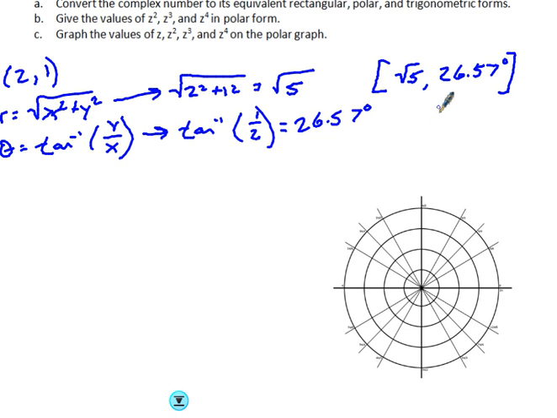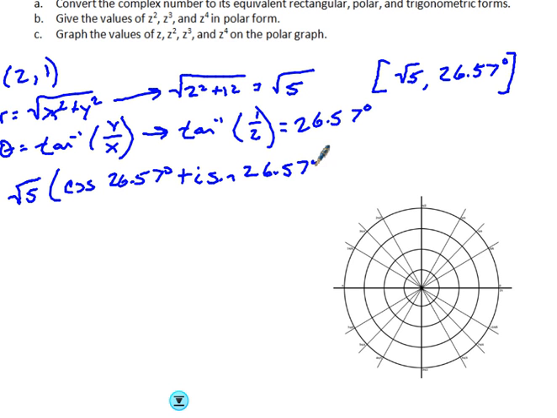Alright, last one is trig form. So trig form, once you have polar form, trig form's a little bit easier to work with, where you just really want to take the radius, which was the square root of 5, and you're going to multiply it by the cosine of the angle 26.57 degrees plus i times the sine of 26.57 degrees. So that's all a trig form is.